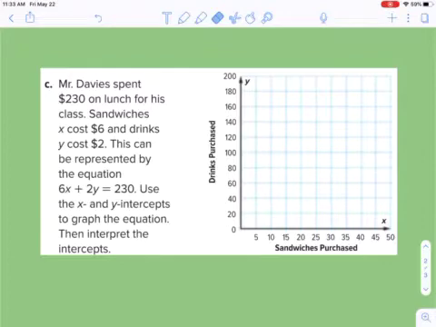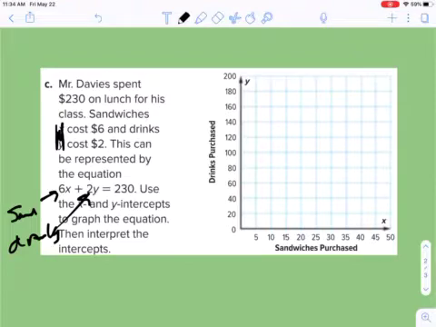This is represented by this equation. So even if they didn't tell you X and Y from this, you should be able to see, looking at this equation, that this 6 must be the sandwiches, and that 2 must be drinks. So what this means is that whatever combination he gets of these, we want to use the x and y intercepts to graph this equation and see what the intercepts are. So I want you to think about this equation in a very practical sense.